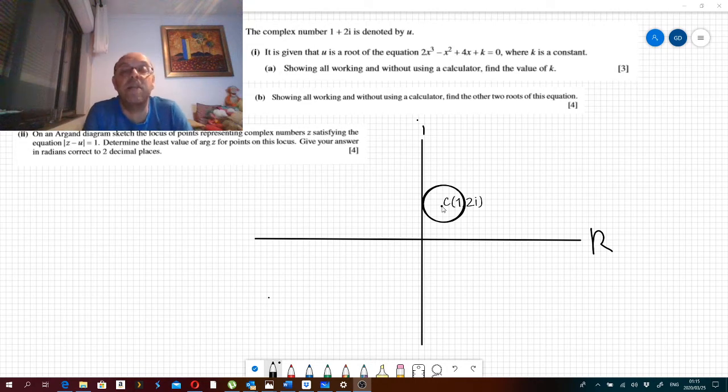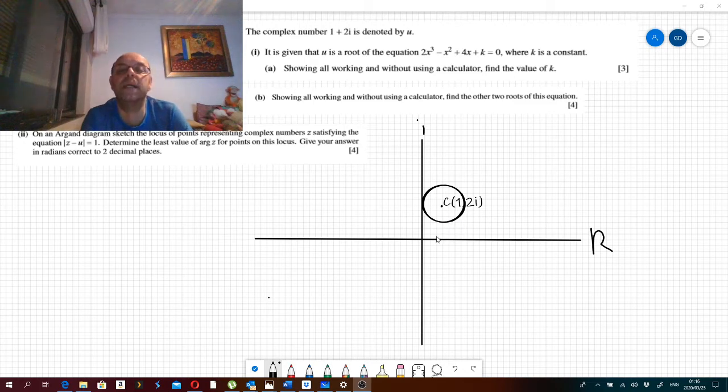Now, if we take another value z, and we are 1 unit away from that, remember, a circle represents something that is 1 unit away from a point. So this number z has to be any of the complex numbers on this circle around here. And this circle must have a radius of 1, because the absolute value of z minus u is 1. They now want the least value of the argument of z for the points on this locus, giving our answer in radians correct to 2 decimal places.